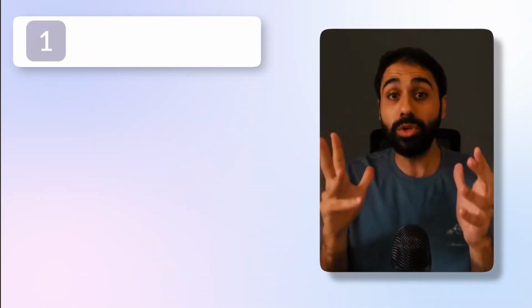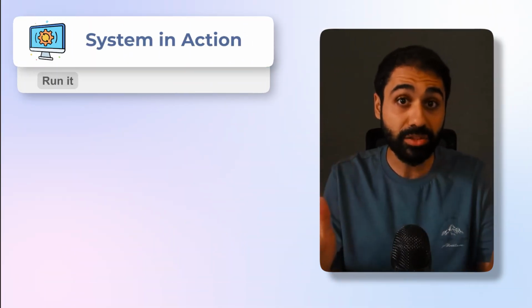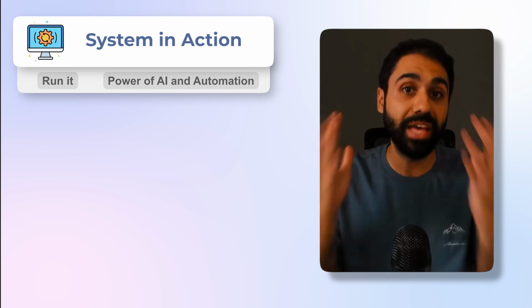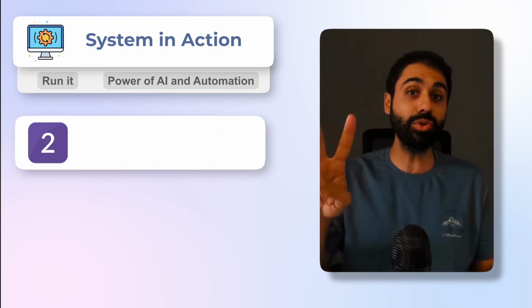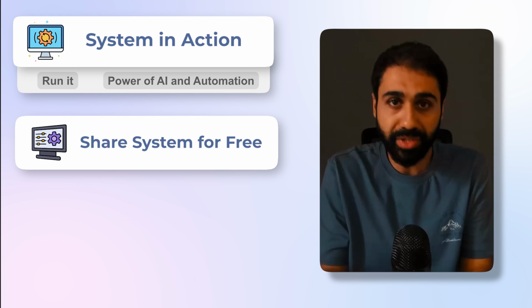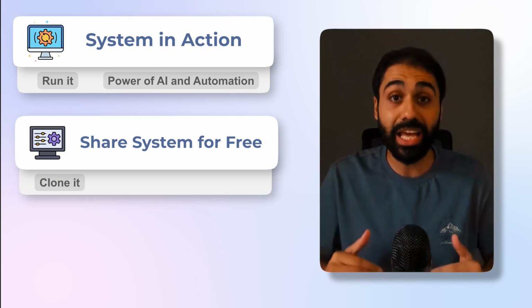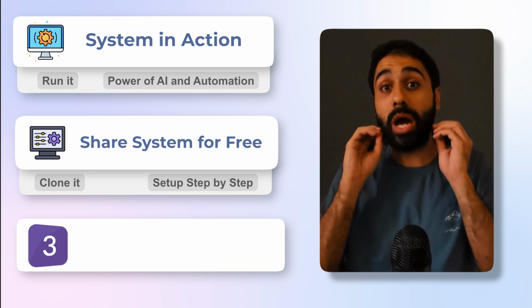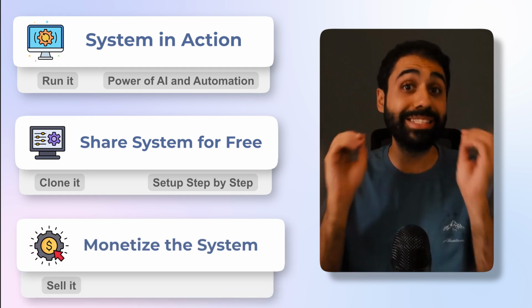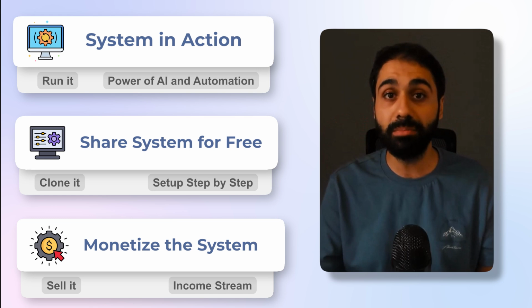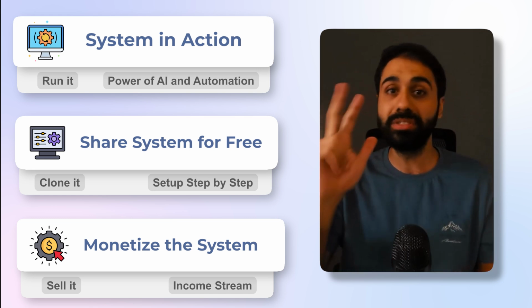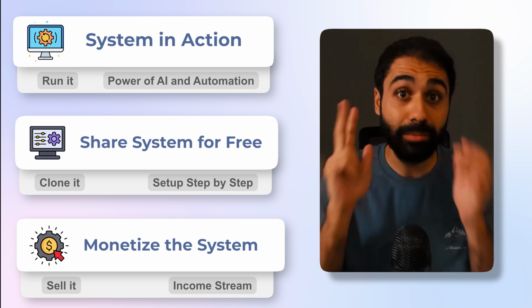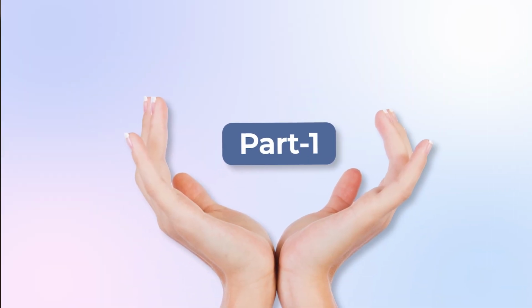I will split the video into 3 parts. Number 1, I will show you the system in action. I will run it so you can see the magic and the power of AI and automation. Number 2, I will share with you the system for free so you can clone it, and then I will show you how to set up the system step by step. And 3, I will show you how you can monetize the system, how you can sell it, how you can turn it into an income stream by sharing 3 secret important tips that will help you be successful monetizing similar automations. So let's get started and see the system in action.